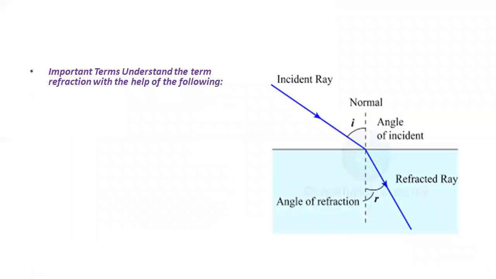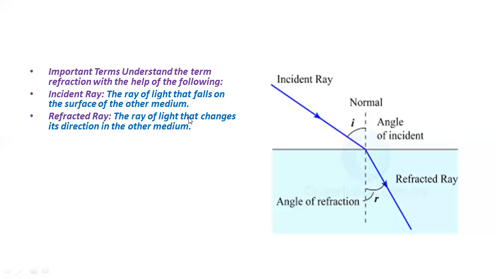Important terms: understand the term refraction with the help of the following. First of all, we must know these important terms. The first term is the incident ray. What is the incident ray? The ray of light that falls on the surface of another medium. Suppose this is air and this is glass, or water. The ray falls on the glass or on the water. So the ray of light that falls on the surface of the other medium, which may be glass or water, is the incident ray.